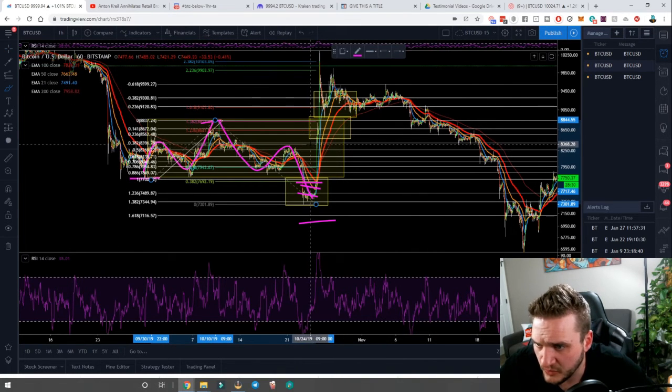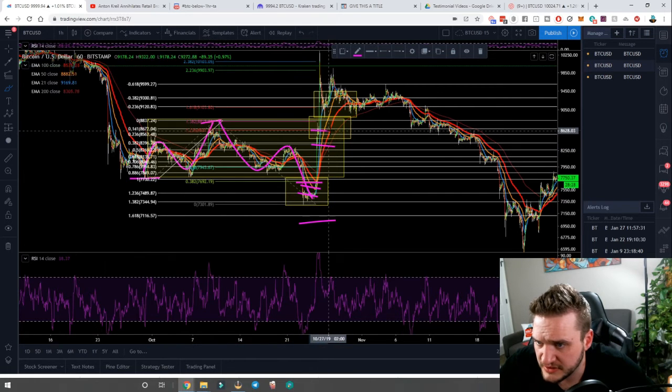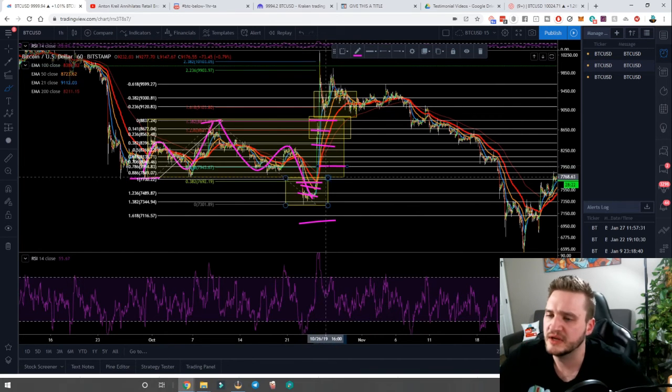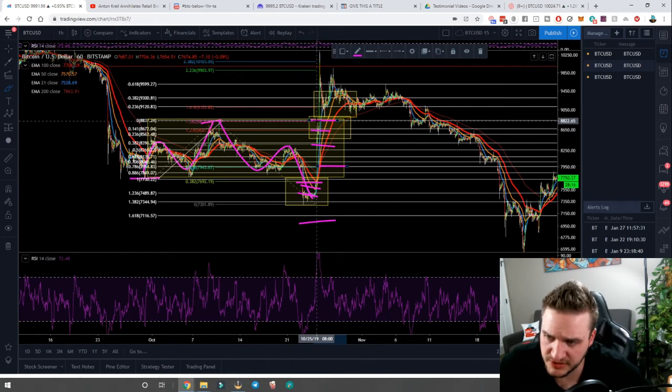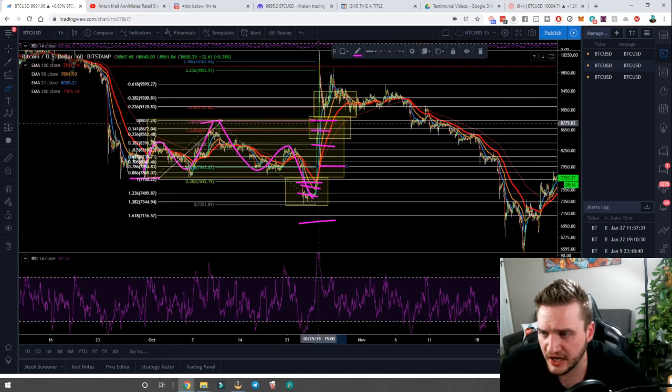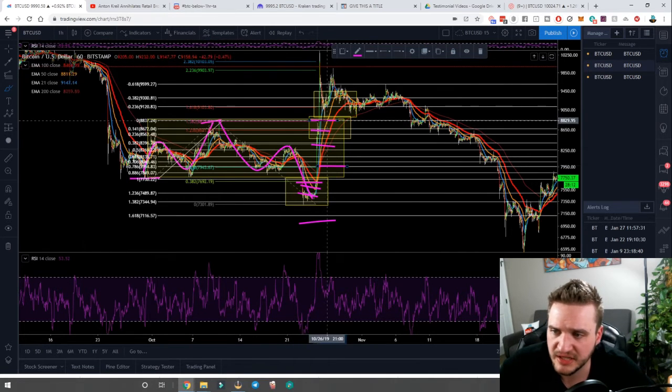We've got a 1-to-1, 1.236, 1.382, and we've got the 0.6 right here. Okay, so take fees off the table, 618, ladder out of your position at 1-to-1, 1.236, and the 1.382. Okay, out of your position 100% by the time we come up into the double top range here.